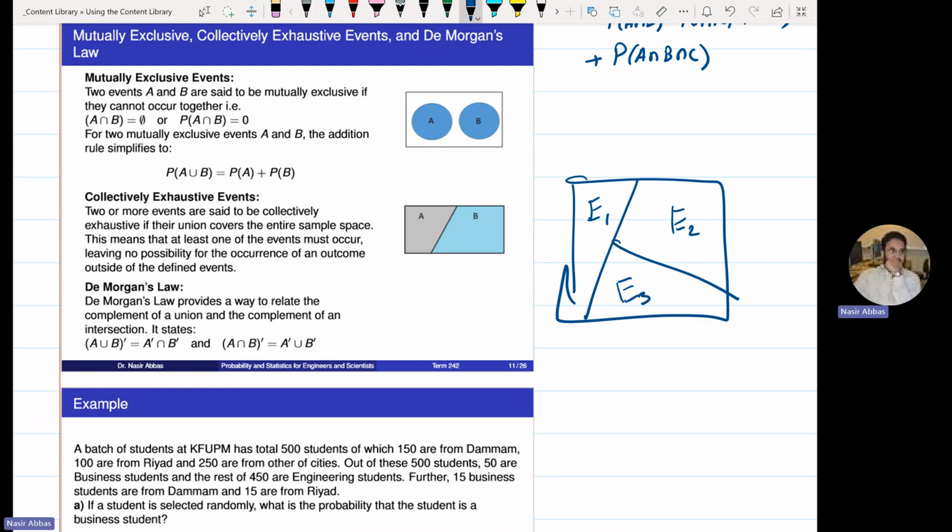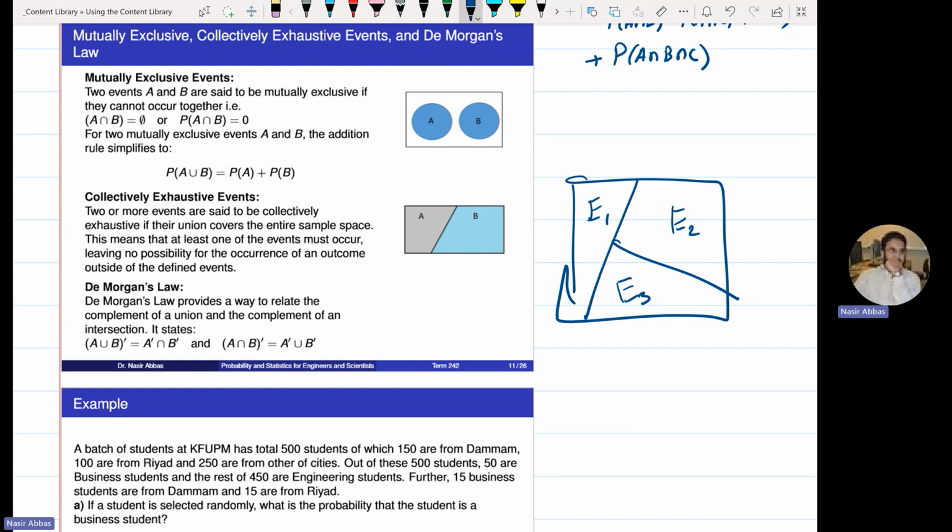For example, if I roll a die, event A is that I get an even number, B is I get an odd number. Now, when I roll the die, each time, either A will happen or B will happen. I cannot have an outcome which does not belong to one of them. So A and B collectively cover the whole sample space in this case.